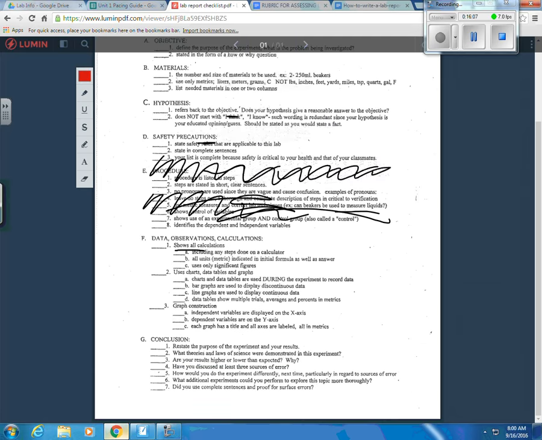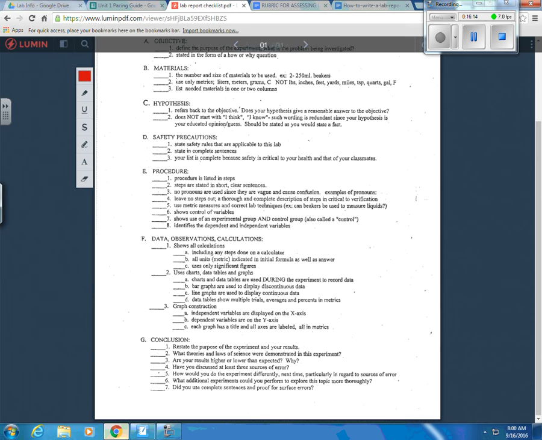Okay, data, observations, and calculations. Data, observations, and calculations. Show all your calculations. Include any steps done on a calculator. Okay, use all the units correctly. So follow this right here. Okay, this is all good stuff. This is all the stuff you need to follow. Okay, this is good stuff. I told you what you could scratch out. Okay, use that as a checklist.